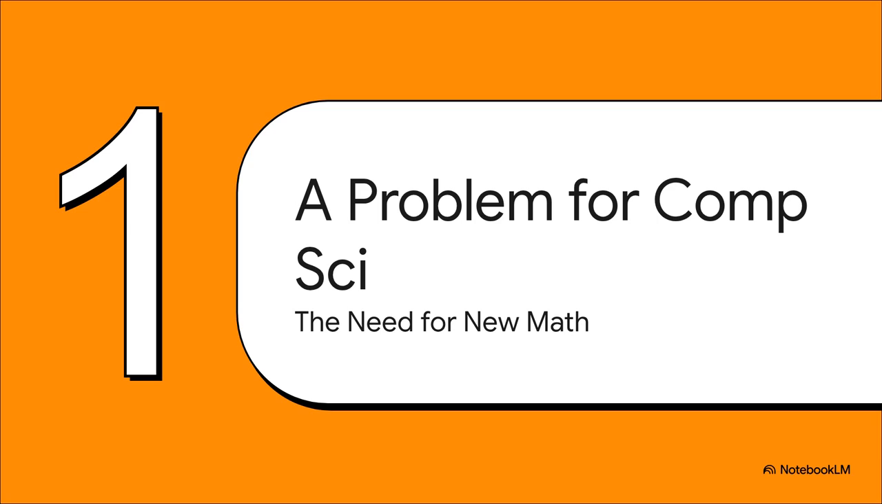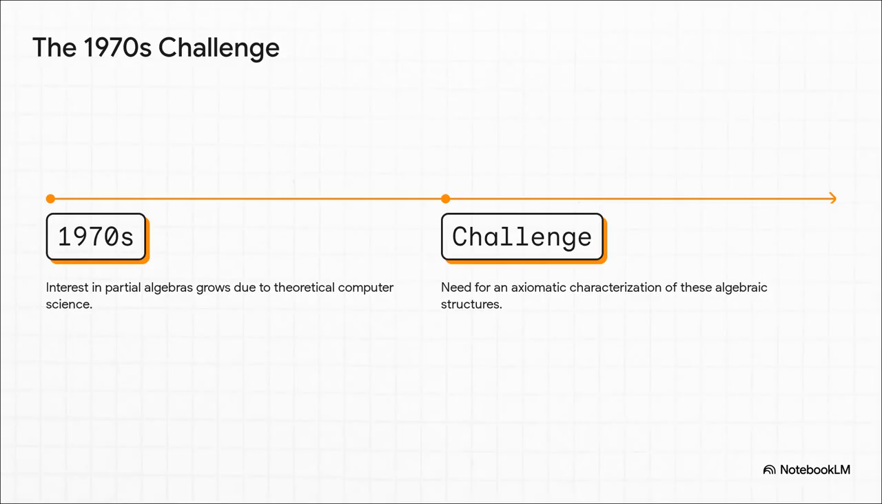Okay, so where does our story begin? Well, interestingly, it's not in some dusty old math library. It actually starts in the super fast-paced, rapidly expanding world of computer science. So, let's rewind to the 1970s. Computer science is just exploding, right? It's really taking off. But as it grew, researchers started to hit a major wall. The math tools they had were just too clumsy. They couldn't cleanly describe these new kinds of systems that were popping up everywhere. What they really needed was a whole new language for something called partial algebras.